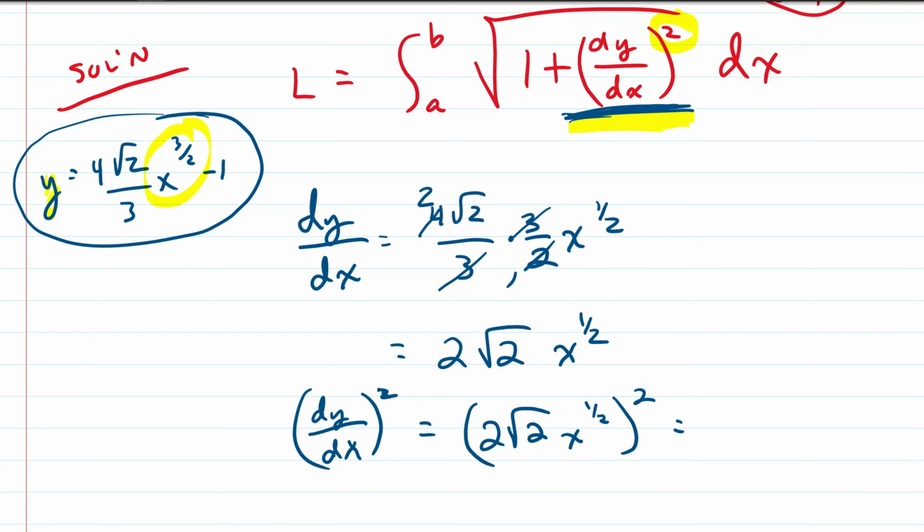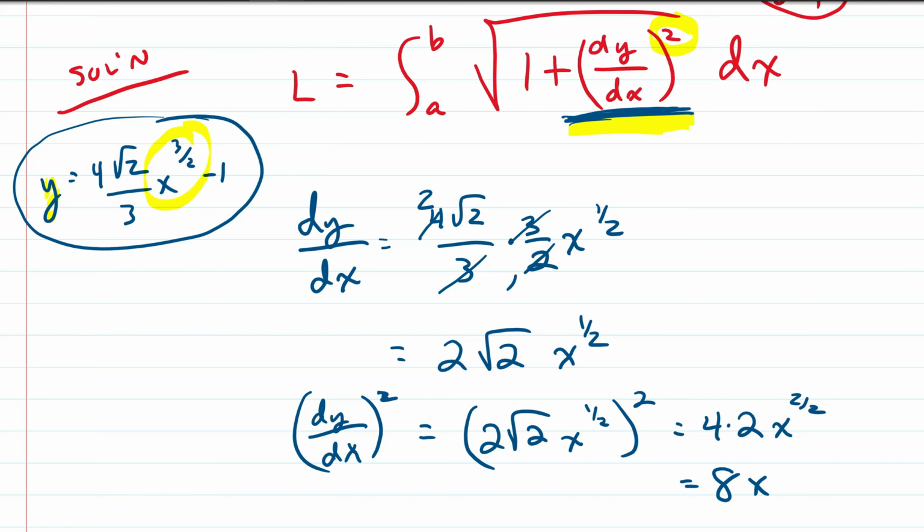Well, you're going to have 2 squared, the square root of 2 squared, x to the 1/2 squared. So the 2 squared is going to be 4, right? The square root of 2 times the square root of 2 is going to be the square root of 4, which is going to be 2. And then x to the 1/2 power raised to the second power. Properties of exponents, when you raise a power to a power, you multiply them. So 1/2 times 2 makes 2 over 2, which is going to be 1. So that's going to be 8x to the first power.